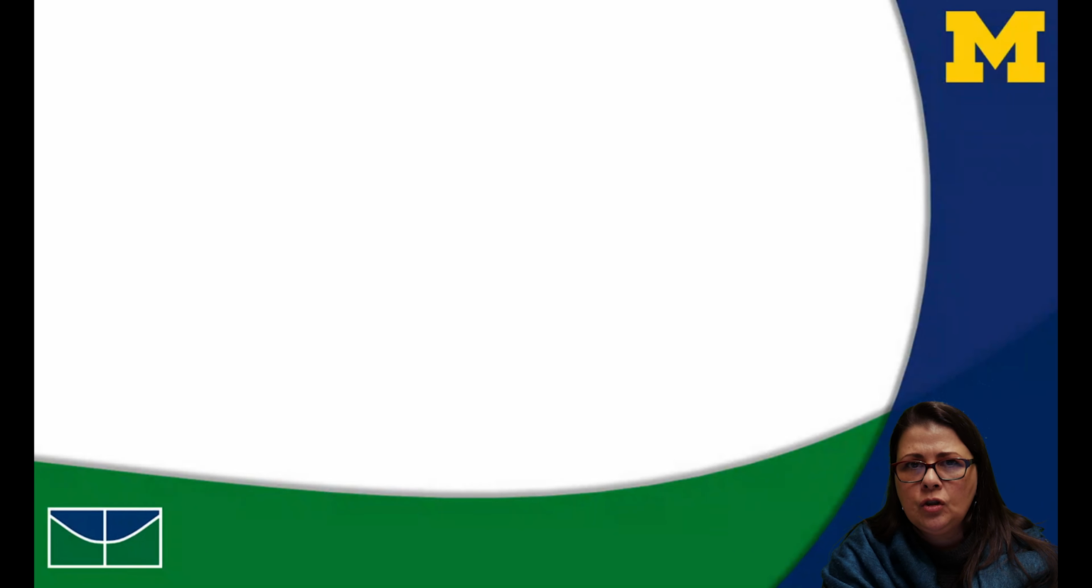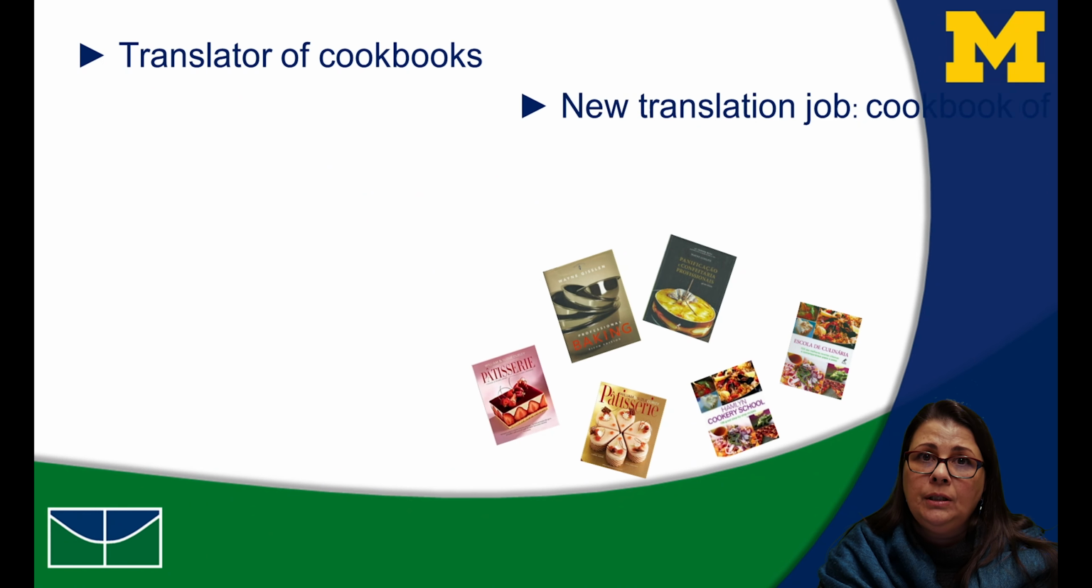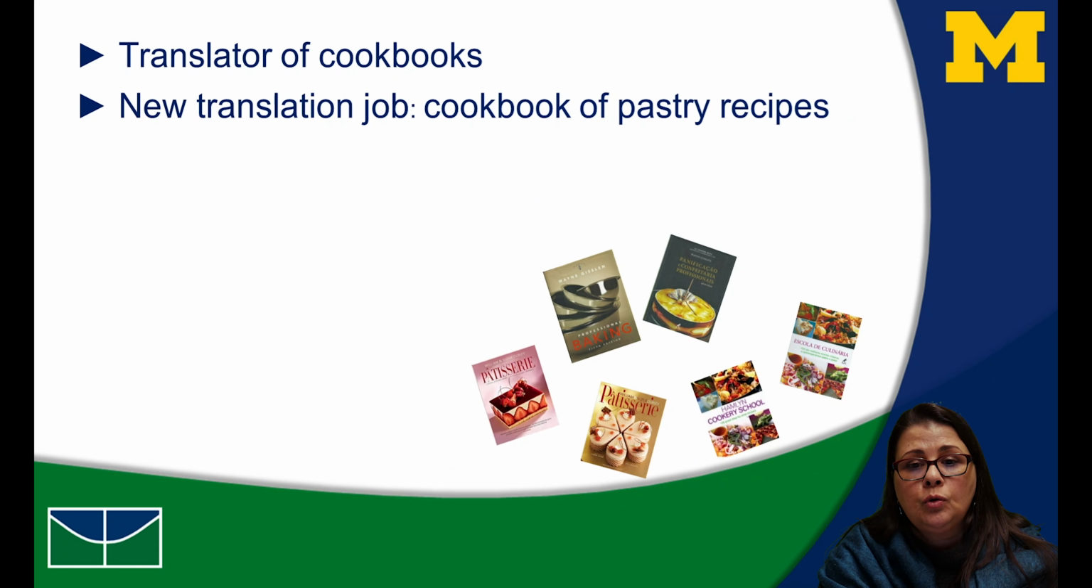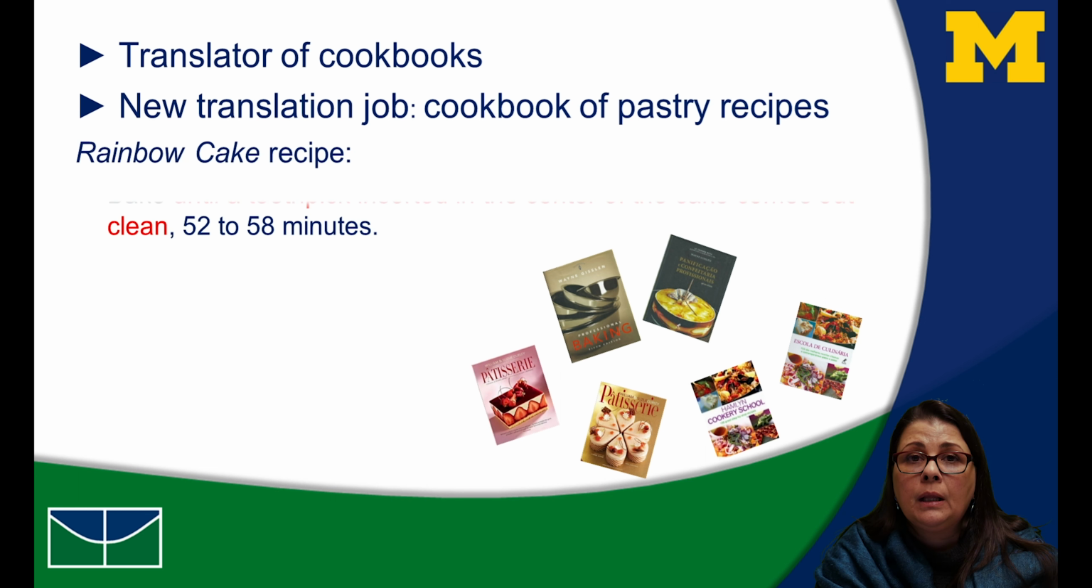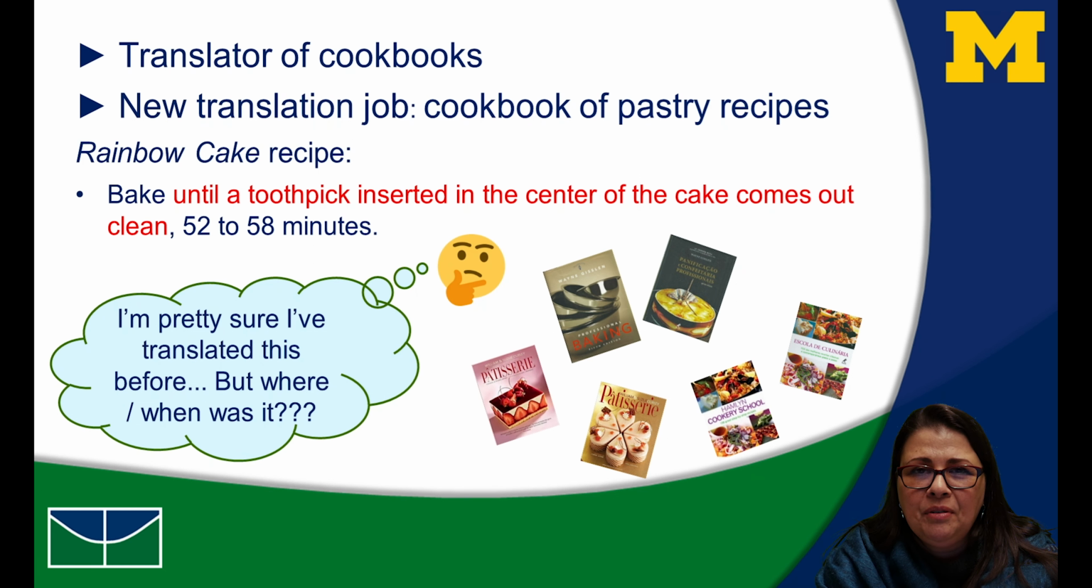So how do these translation memories work? I'll give you a very concrete example. I've translated cookbooks for many years now. So let's say that I have a new translation job to translate a cookbook of pastry recipes. And among these recipes, there is this rainbow cake recipe that has this step in the method. Bake until toothpick inserted in the center of the cake comes out clean, 52 to 58 minutes. And I immediately think, I've translated that before. Not only once, but sometimes several times.